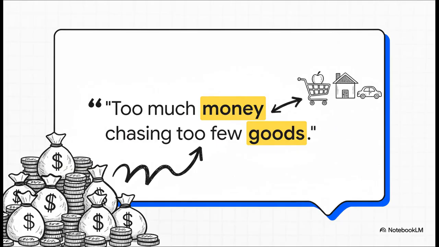And this brings us to that classic phrase I'm sure you've heard before because it perfectly sums up what just happened in our little village. Too much money chasing too few goods. When the amount of cash grows faster than the amount of stuff you can buy with it, prices have pretty much nowhere to go but up.